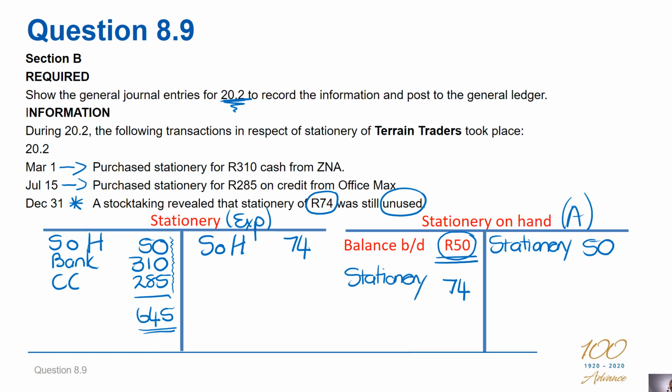Can you see that I had to reverse last year's opening inventory, because at that point I started consuming the 50, so that I now only have a 74 Rand balance carried over, balance brought down.